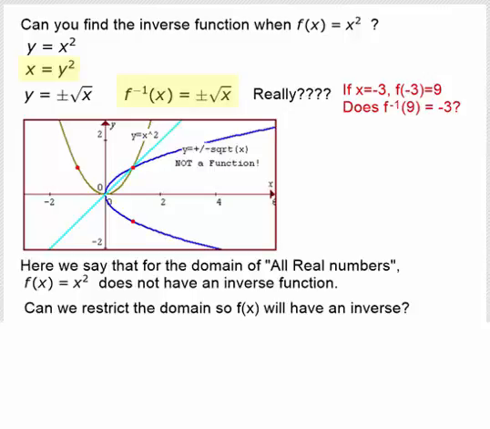So here we say that for the domain of all real numbers, f of x equals x squared does not have an inverse function. But can we restrict the domain so f of x will have an inverse? The answer to that is yes.